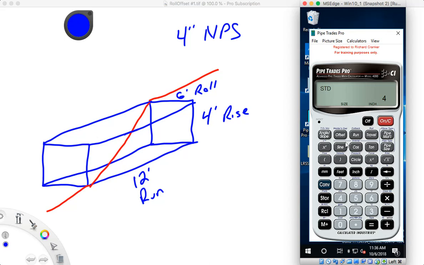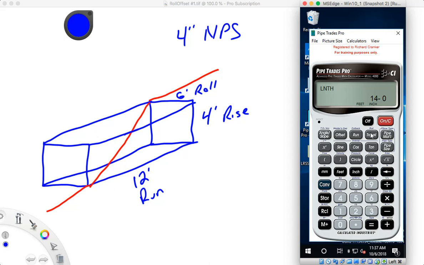Okay, now on the calculator your offset is your rise. So we're going to plug in 4 foot offset, 12 foot run, and then 6 feet roll, which is convert travel. Gives us a length, which is exactly what we had, 14 feet for our travel.